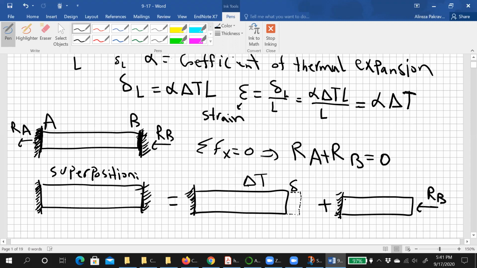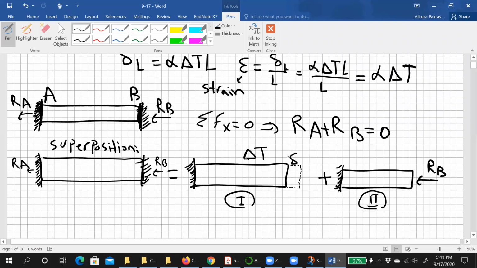Without any forces, without any temperature, this case actually has reactions, RB here, RA here, right? And then we draw the free body diagram for this one. So then we can say this is structure 1, this is structure 2. And now I want to ask you a question: for structure 1, only under temperature, what is delta?